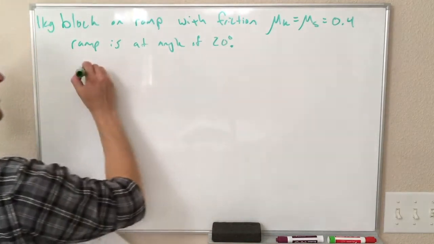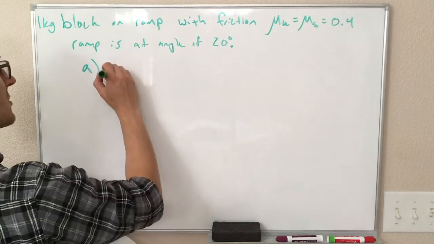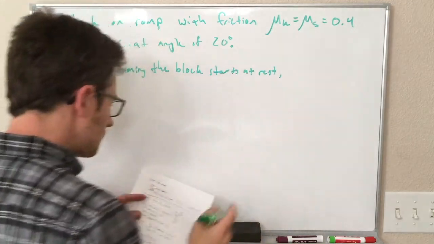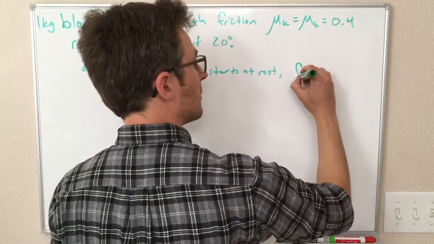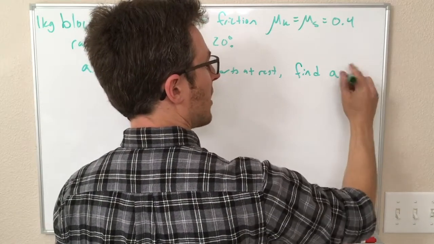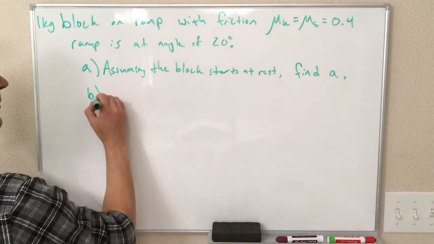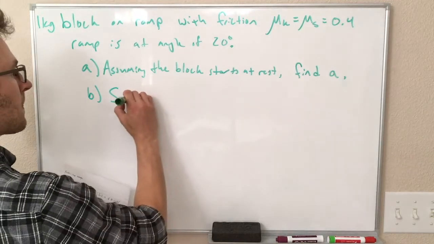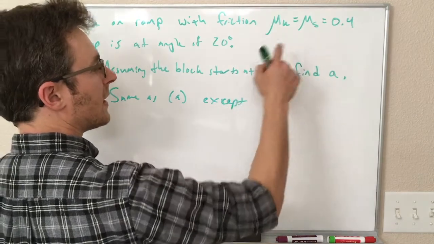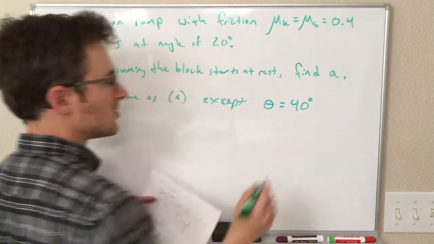So the question is, part A, assuming the block starts at rest, what is its acceleration? I guess find a, period. So part B is do the same, except for an angle of 40 degrees.